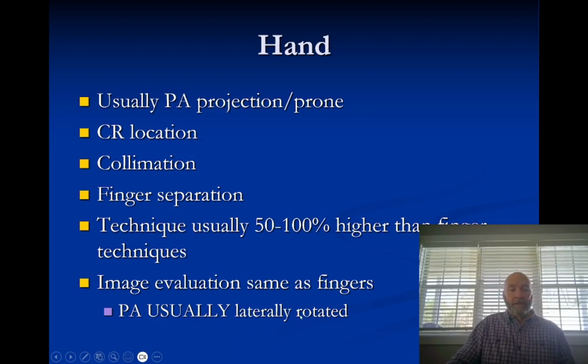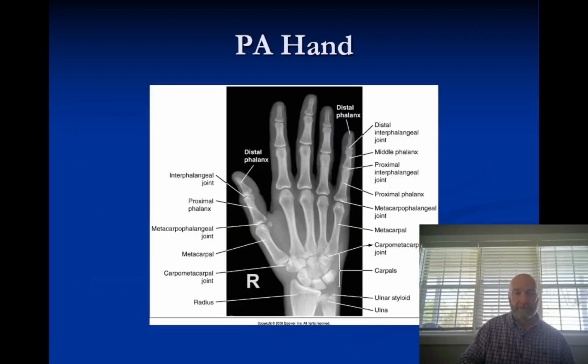So most commonly, in both the fingers and the hand, if we have any kind of rotation, it's usually going to be lateral rotation because the patient started relaxing those fingers. So PA of the hand, good PA, we've got good collimation all the way around. Remember that if we're looking at the hand, really what we want to see is all the way down to the distal portion of radius and ulna, all the way to the tip of the fingers, and then make sure that we don't have any collimation of either the first or the fifth digit off.